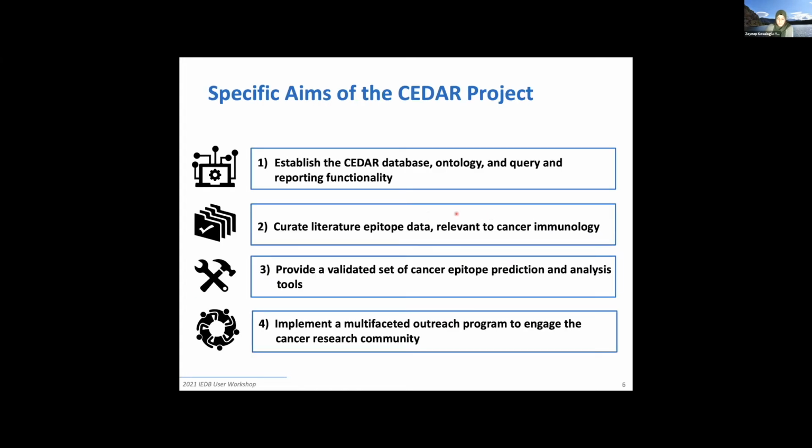So we have four main goals for the CEDAR project. First, we want to establish the database and the underlying ontology, and to develop cancer-specific query and reporting functionalities. Second, we need to curate cancer epitope data from the literature and to populate the established database. The third aim is related to the analysis resource component. Just as we are doing in the IEDB, we will provide a set of tools that we have validated for predicting and analyzing cancer epitopes. And we also want to engage the cancer research community to get feedback and also to develop features that are needed in the research.